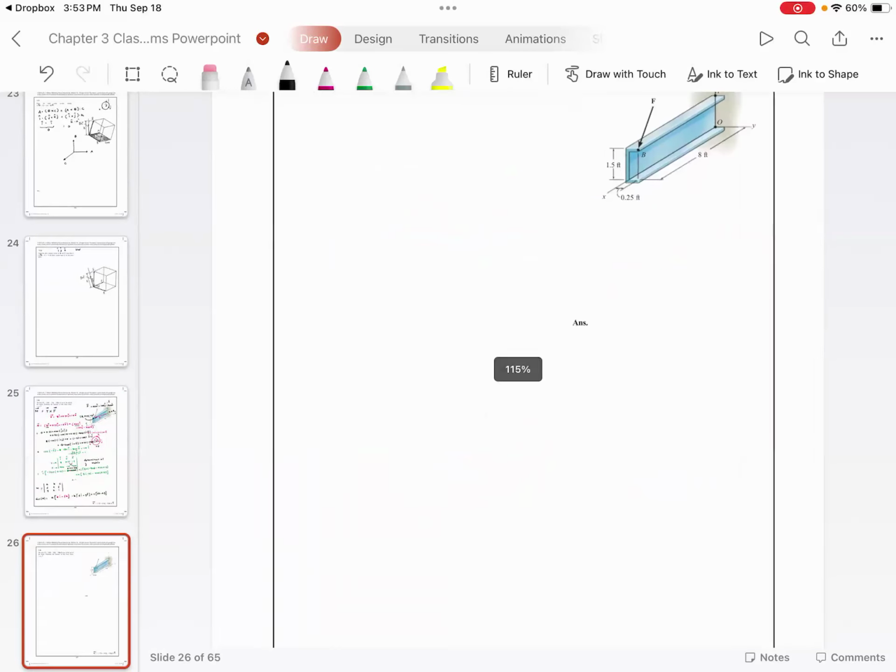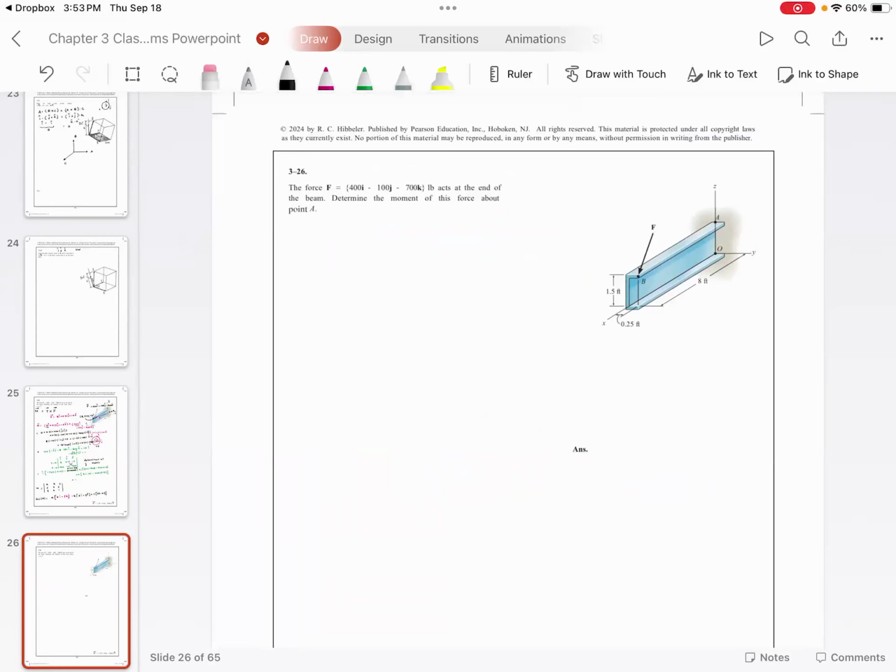Okay, next problem. An exactly similar problem I'm going to give you as homework. And I want you to solve this problem using two methods.